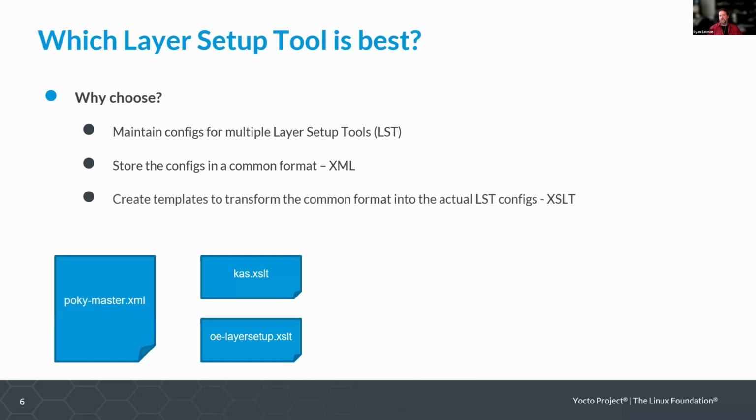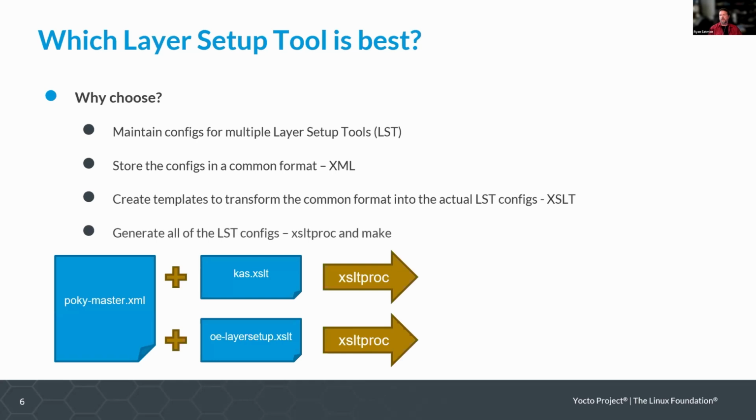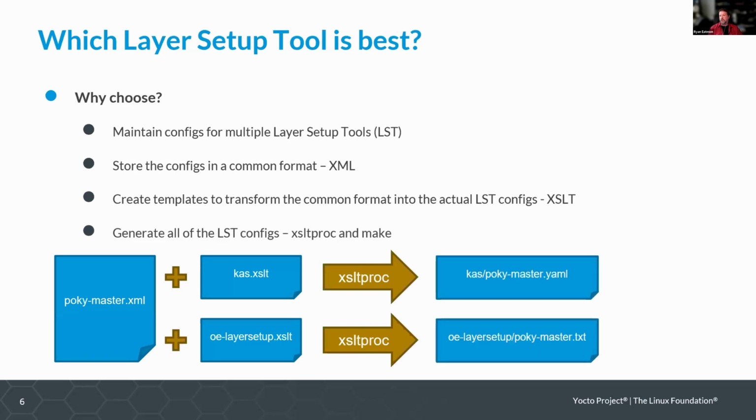The next step is we need a way of transforming that XML into the different tools. Luckily, there is already existing technology that can do that. So we created templates so that we can transform the files using XSLT. The last piece remaining is we just need to take the XML, run it with the template file through XSLT proc, and generate the various files that we want to support, with the name of the file being the correct version that matches the config you're trying to use.